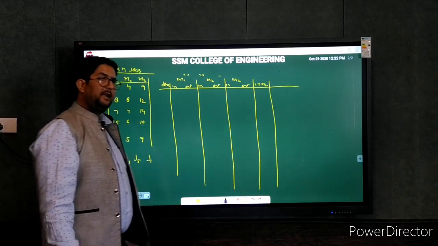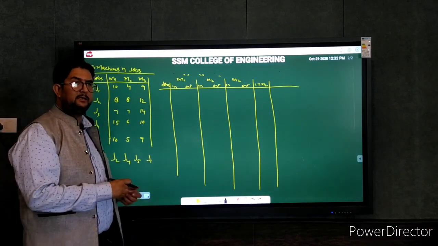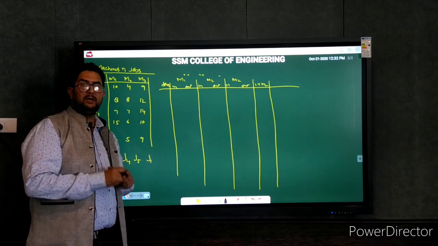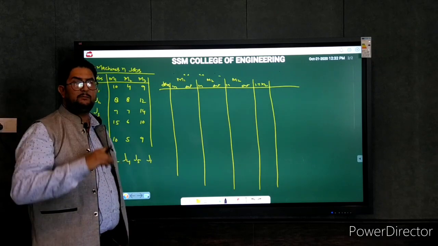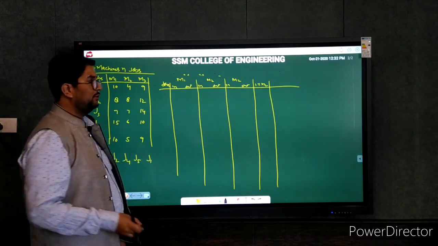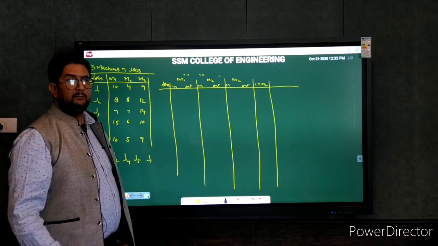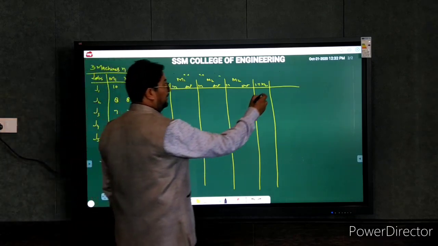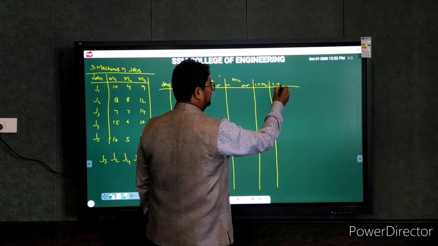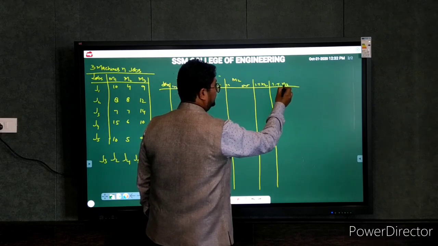Why are we not writing M1? We have already discussed that machine 1 has idle time, that is actually system idle time. We'll calculate it at the end. We don't need to put it in the table. And we have idle time for M3.